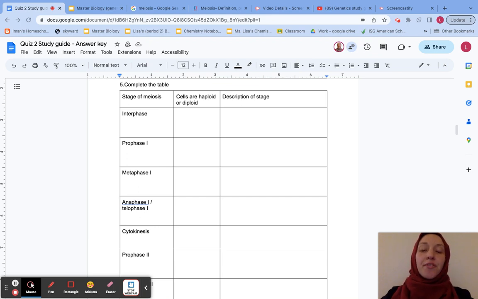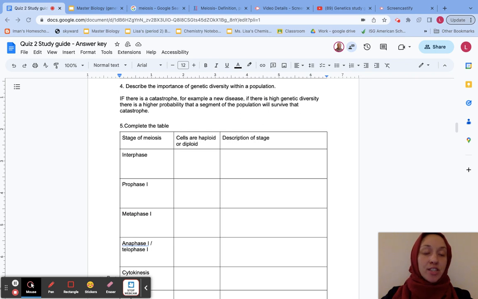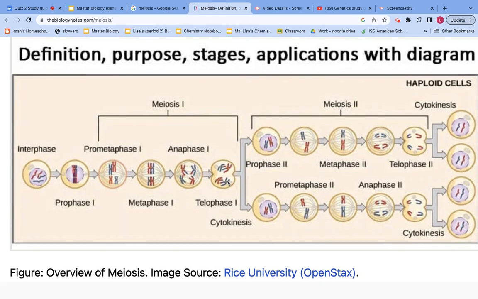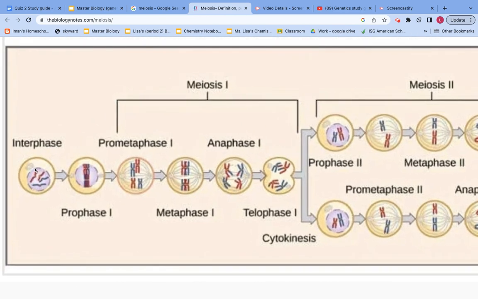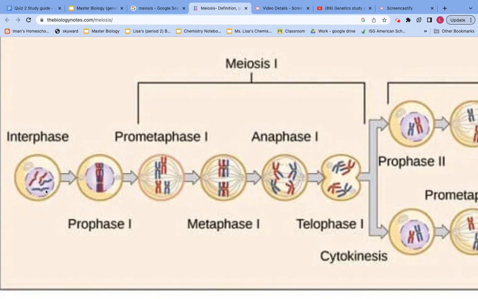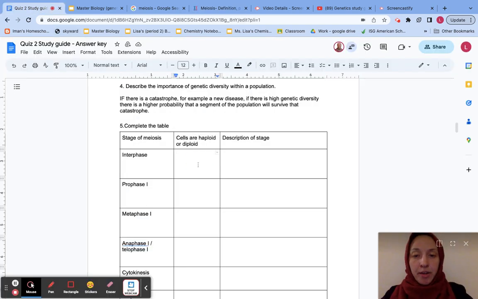All right, for this video, we're just going to do page 3, which is the different stages of meiosis. The first thing I want to talk about is haploid or diploid. If we take a look at this model of meiosis, we are starting with a diploid cell in interphase. We have a pair of homologous long chromosomes and a pair of homologous short chromosomes. So our cell, when we are starting meiosis, is diploid.